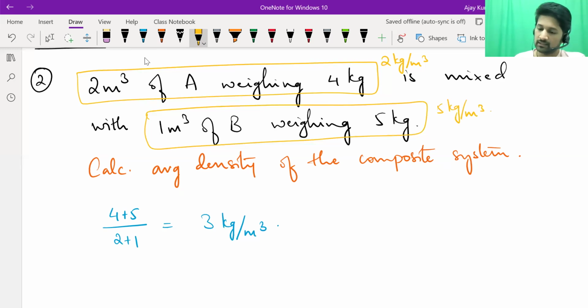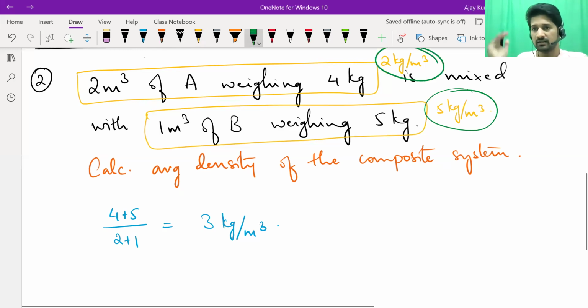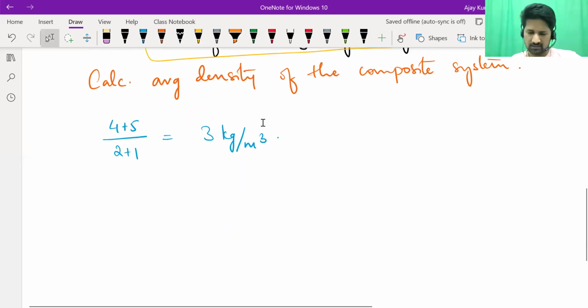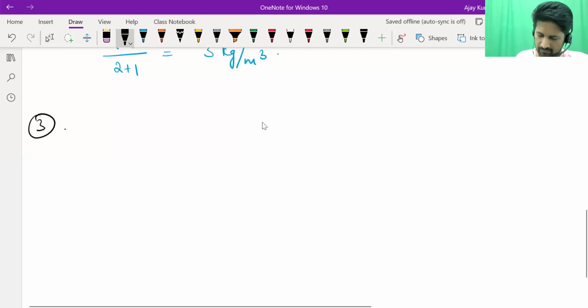So basically what you need to understand here is that by mixing a material of higher density and a material of lower density, you can create any magnitude of density that you want. You just have to adjust the volumes, or the amounts. Fine. So, let's try one more question. You'll understand better.